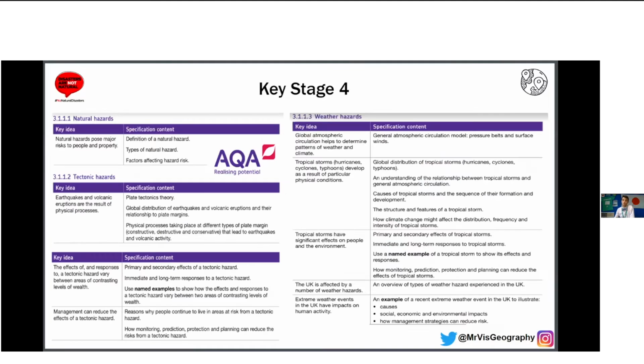Key stage 4, a little less freedom. We're very much given a script by the exam boards. We do AQA in my school, and the one thing I like to highlight is the language used within the specifications. So this is what students have to learn. And in the language used by the exam board, AQA, you'll notice here that in the hazard unit, they need to learn the definition of a hazard, different types of hazard, and the factors affecting hazard risk.